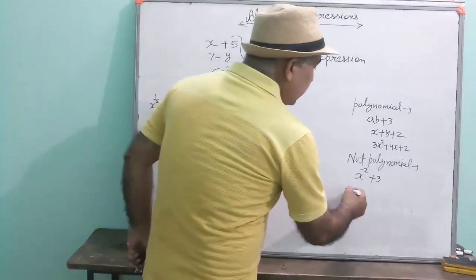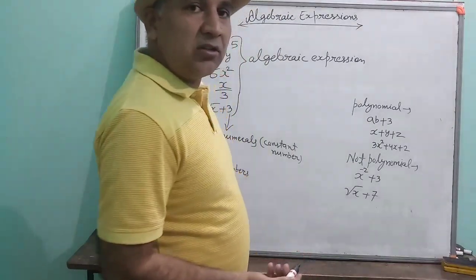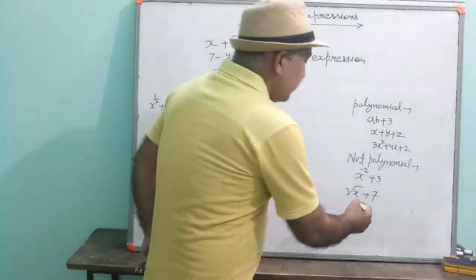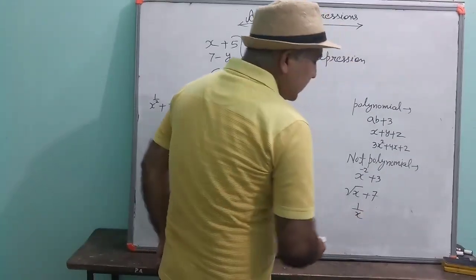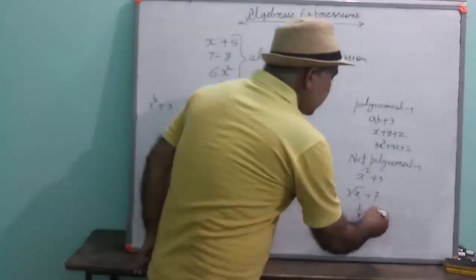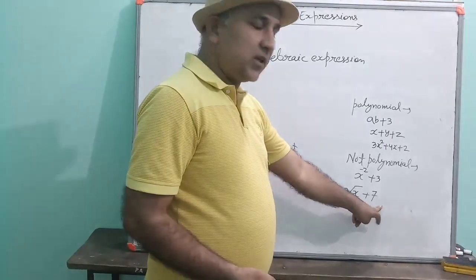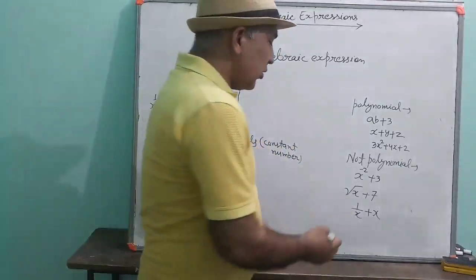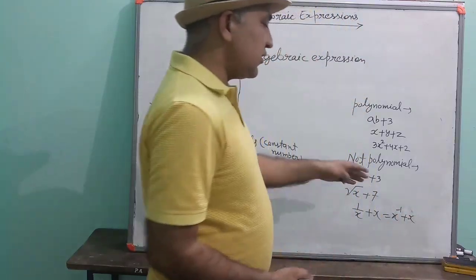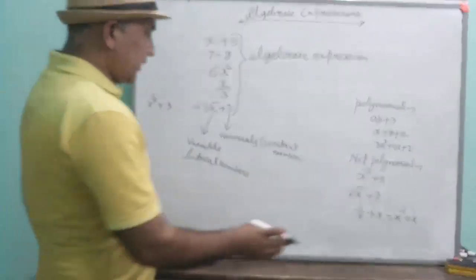Understood? Similarly, square root of x plus 7. This is not a polynomial because x is in the root. Okay. Similarly, if 1 upon x is given, this is also not a polynomial. Suppose you write 1 upon x plus x. Here x power 1 is the whole number, but here 1 upon x. 1 upon x means x to the power minus 1. So this is also not a polynomial. Understood these things? Okay.